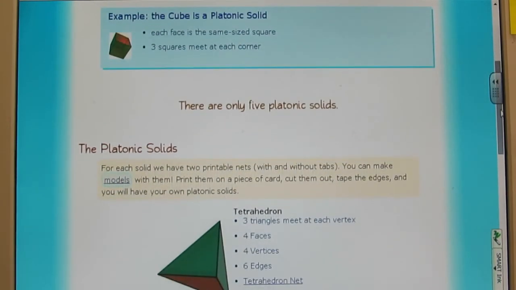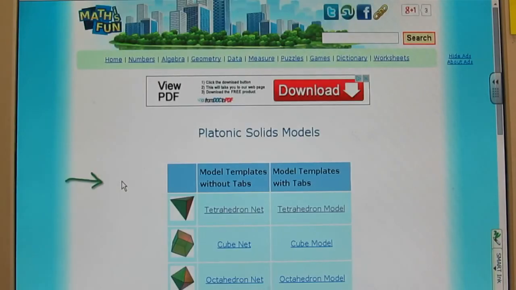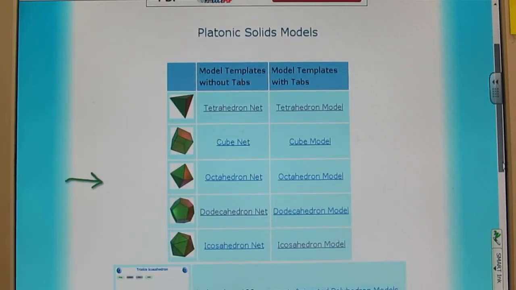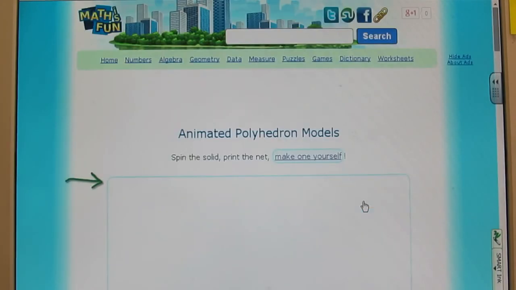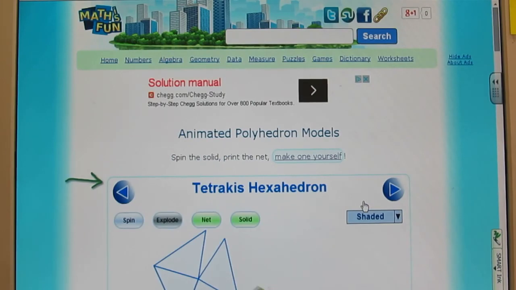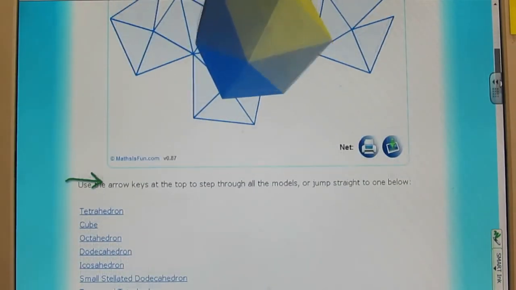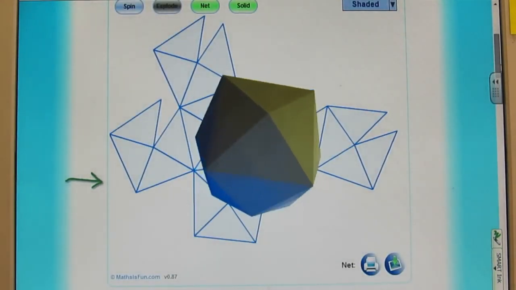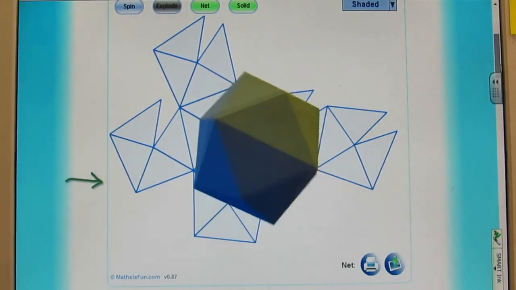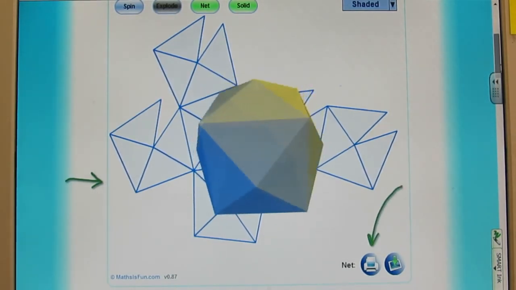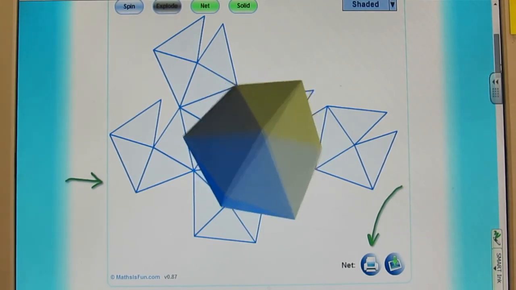I don't care which one you do. Another way is to click on this button right here, and it's going to take you to just the nets themselves, so you can choose one and print them off that way as well. So we want to look at them animated. Once you print it off, here it is animated. There's a print button right there for the net. So it's just kind of a fun thing.